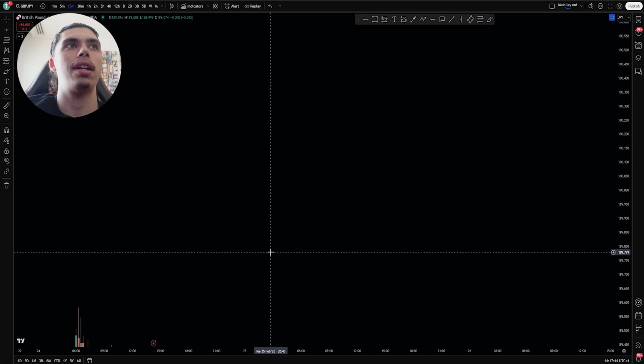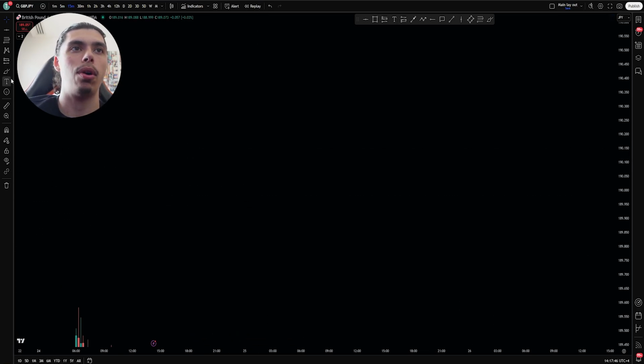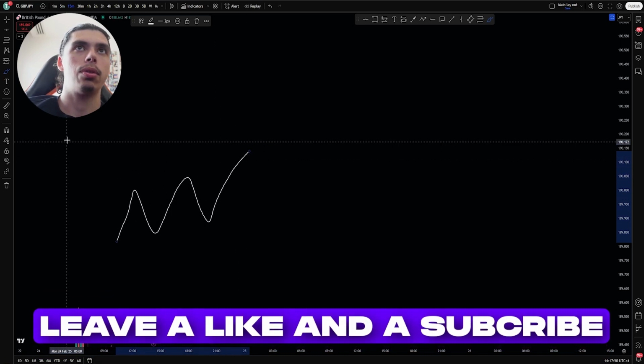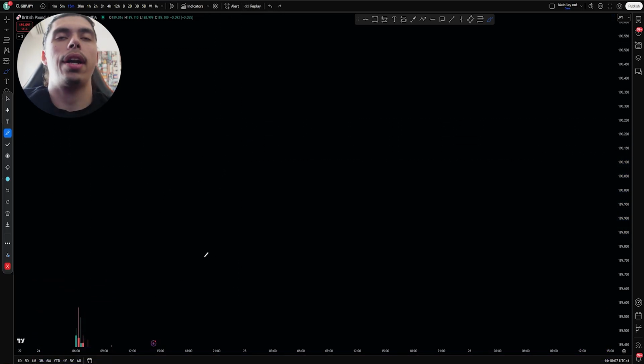Now, how do we define a range? A range is defined by a support and a resistance formed. Okay, so I'm going to draw this out for you. Essentially, let's say today we discussed we're looking for sells, right? So the range needs to look like this. We need to have a support formed and a resistance formed. That's going to create a range.